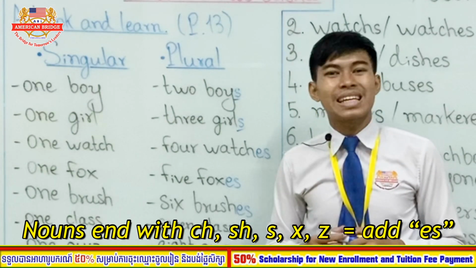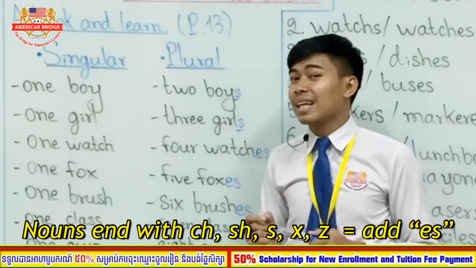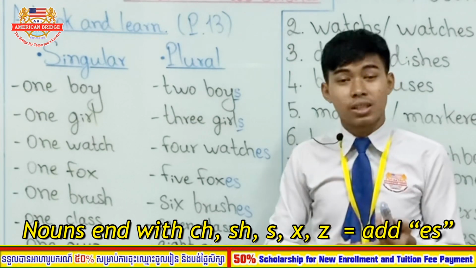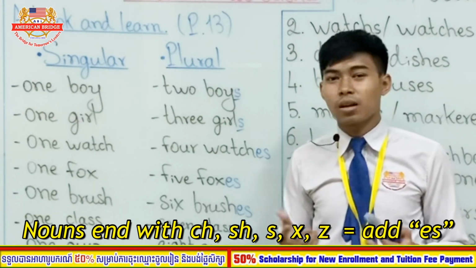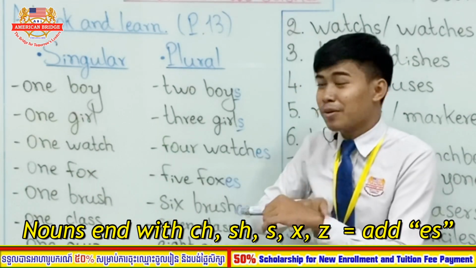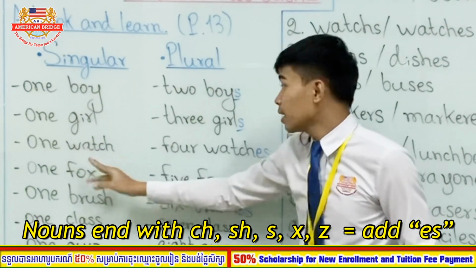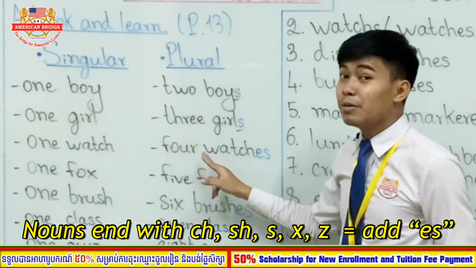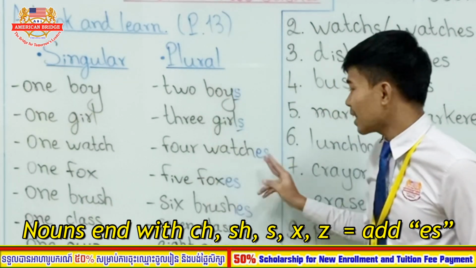You have to add es. So a noun that ends with letter ch, sh, s, x, and z, we have to add es. You cannot add s. For example, the word watch. You know watch, right? Watch on your wrist. So one watch, singular, one watch, right? Plural, example, four watch. If you say four watch, it is wrong. Why? Because plural, we have to add s.